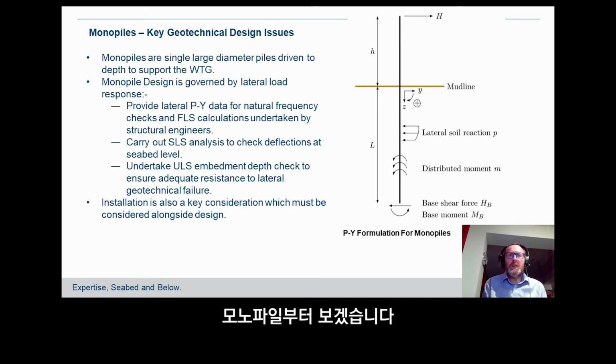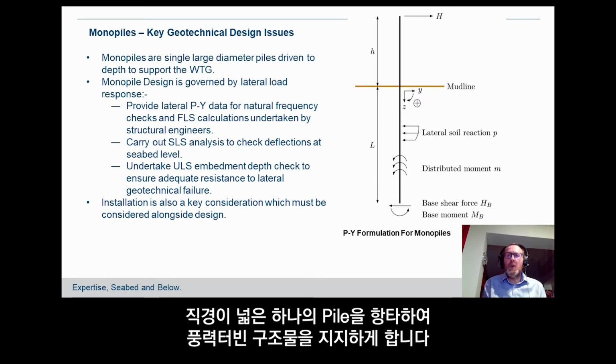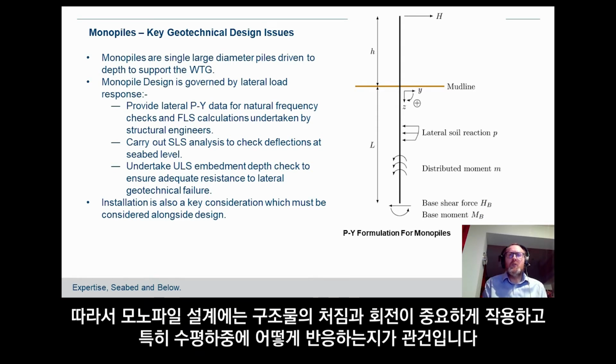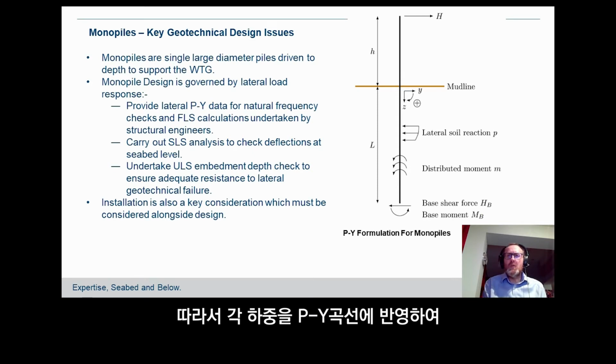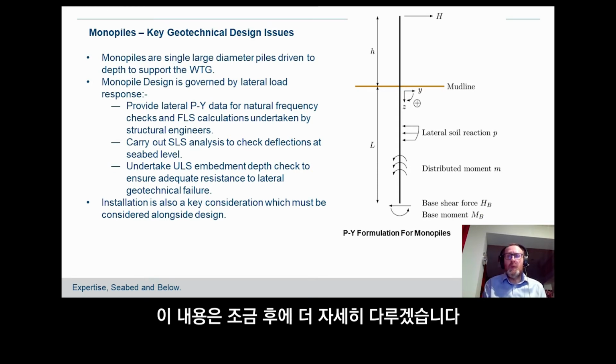So starting with monopiles. Monopiles are a very slender type of foundation, a single large diameter driven pile to support the wind turbine structures. As a result of that, the deflections and rotations of the structure tend to govern, and the response to lateral load is key. The way that we deal with that is to look at the loads and develop PY curves to look at the stiffness of the ground in response to the lateral load, to give the structural engineers information on that. And we'll talk about that a little bit more in a minute.